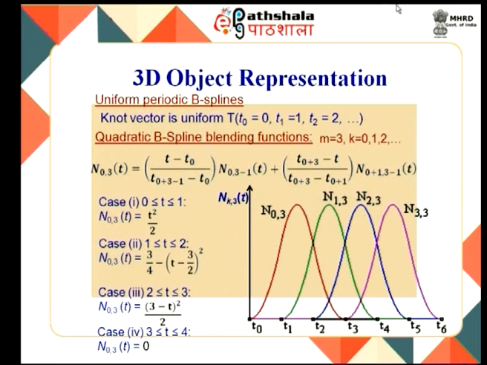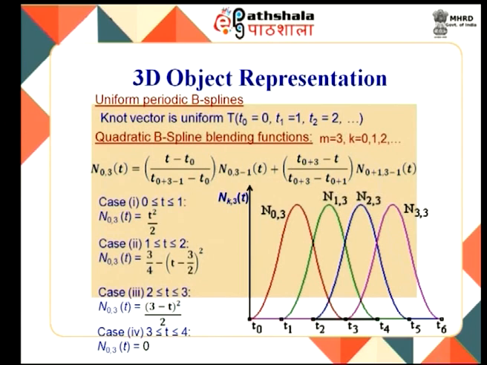So quadratic B-splines are built on again a uniform knot vector where the knot values t0, t1, t2, t3 are uniformly placed, and m is 3. You should remember every B-spline blending function is associated with one control point. For example, in this slide we have shown 4 colors, so we have assumed 4 control points. Each control point is associated with one blending function.